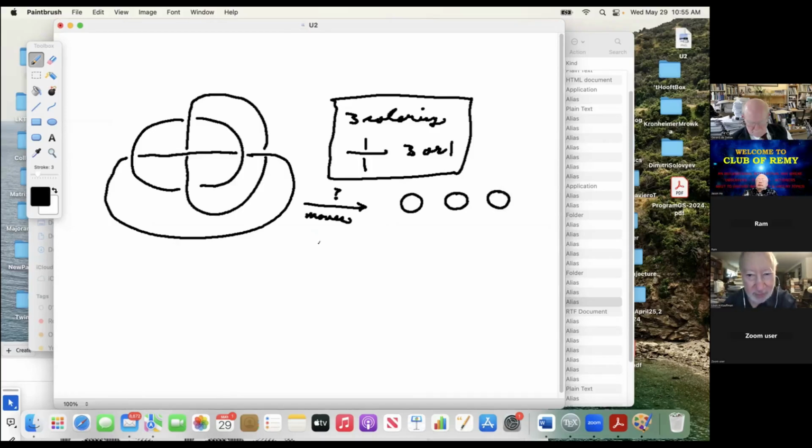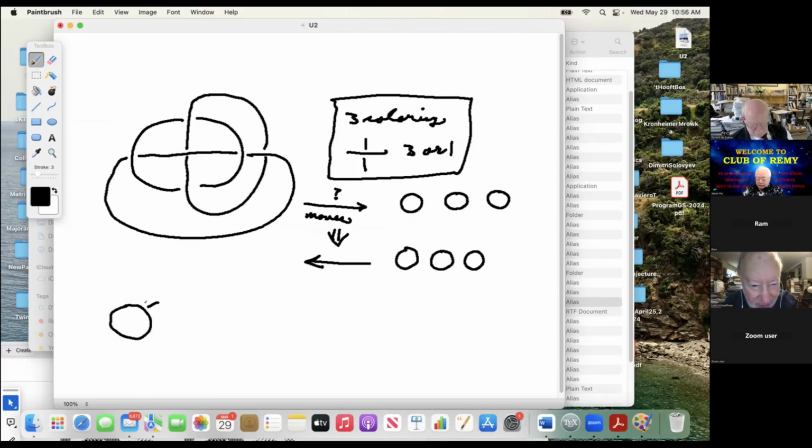Is this possible? Well, if that were possible, then it would also be possible by moves to go from the unlink over to the Borromean rings. You would just do it backward, right? So for example, here is a stupid example. I can start here, and I could have come from an unlink like this, right?